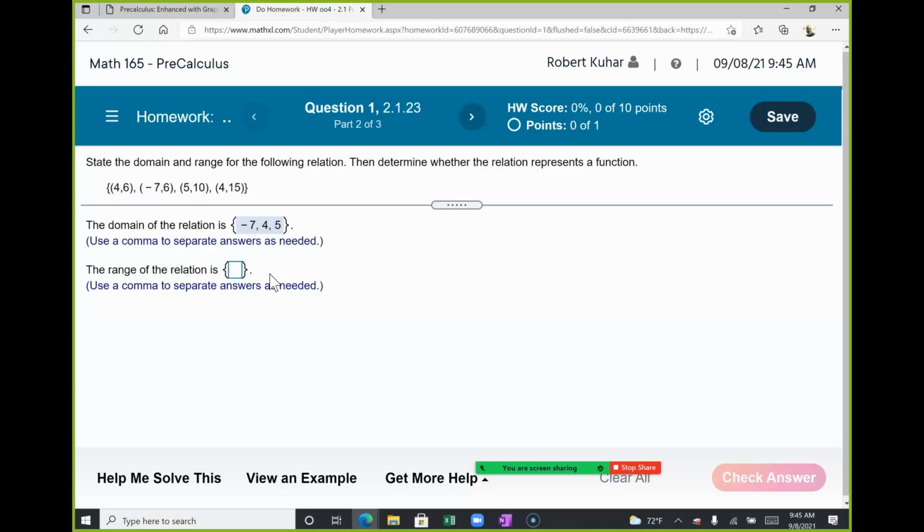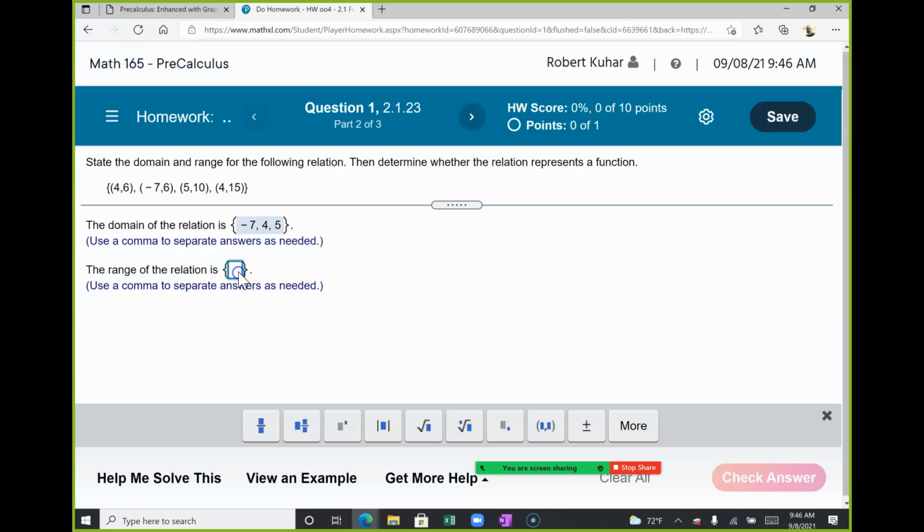So what's the range here? What numbers am I getting out? 6, 6, 10, and 15. Does that repeated 6 break my machine? No, because all I care about is unique inputs. I care about a 4 as an input, and I care about a negative 7 as an input. I don't care what comes out, right? It's not in my control. But when I put the same thing in, I had better not get something different, because then it's not predictable. So this particular range is 6, 10, 15.